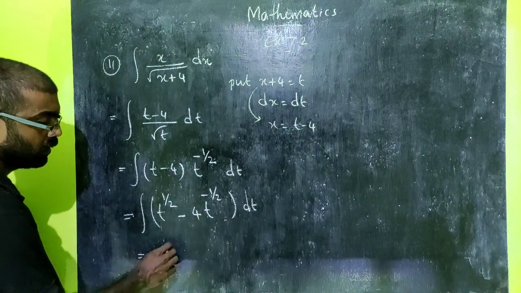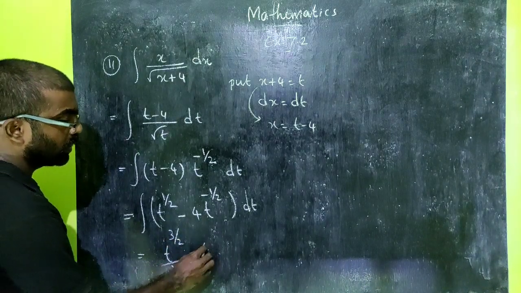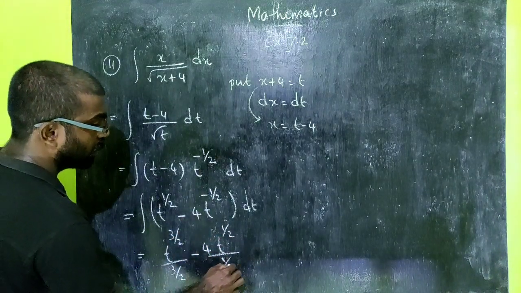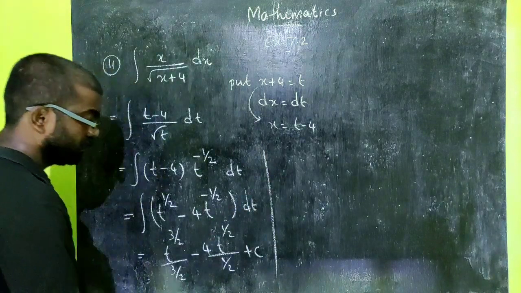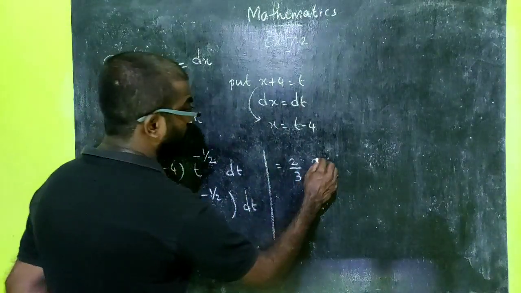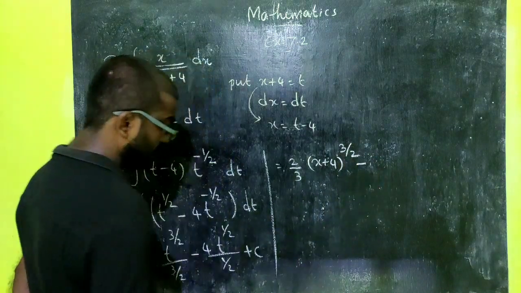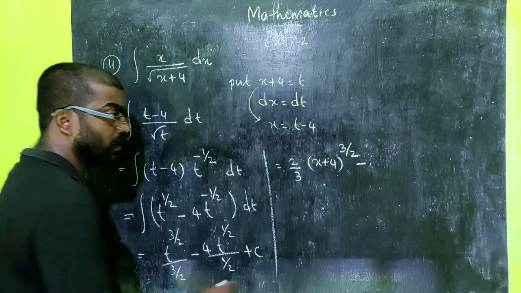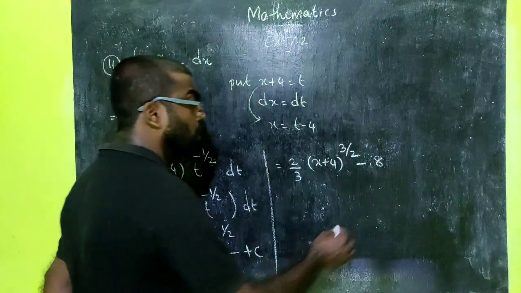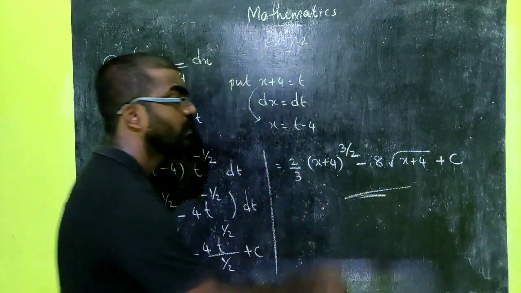Now we can integrate: t raised to 1 by 2 plus 1, that is 3 by 2, divided by 3 by 2. Then minus 4 into t raised to minus 1 by 2 plus 1, that is 1 by 2, divided by 1 by 2. Then plus c. That is 2 by 3 t raised to 3 by 2. Replacing the t value, x plus 4 the whole raised to 3 by 2, minus 4 into 2, that is 8, t raised to 1 by 2, which can be written as root t. So root x plus 4, then plus c.